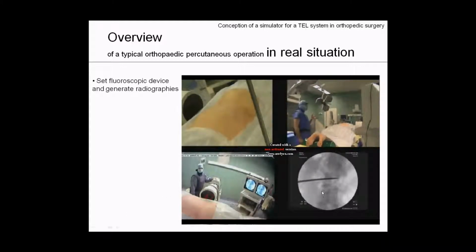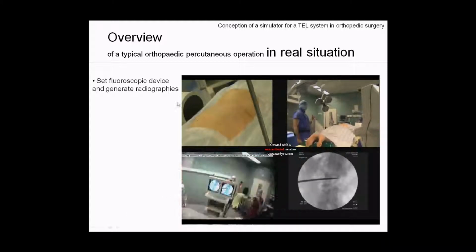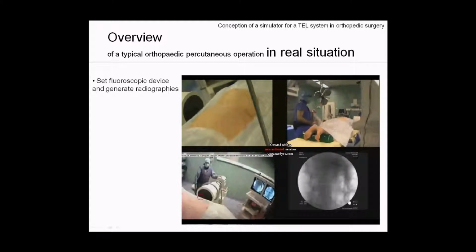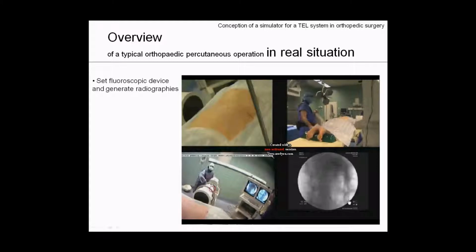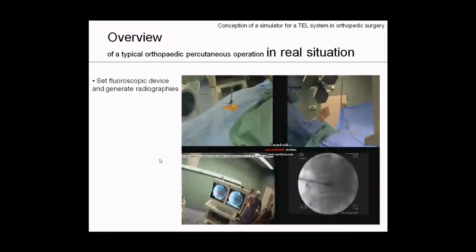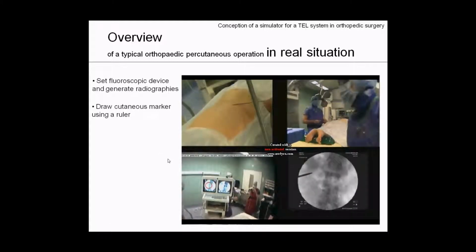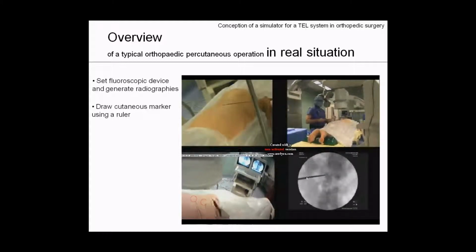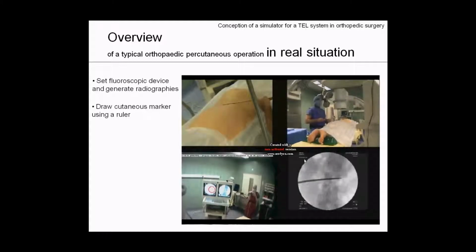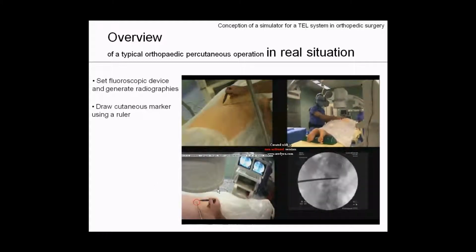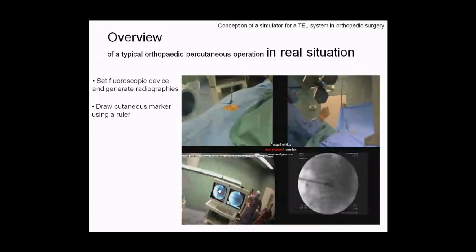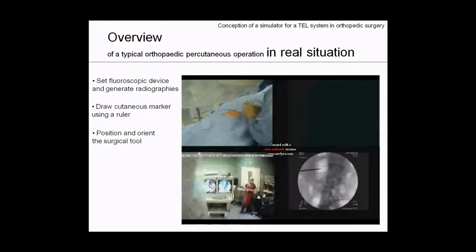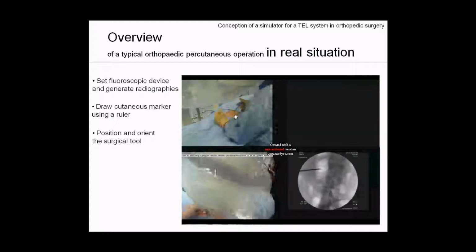And as we can see in this video, they move and they validate the position with the radiography. The second activity is to draw a cutaneous marker using a ruler and also validate it with the radio. The other important activity is to position and orient the surgical tool on the body.